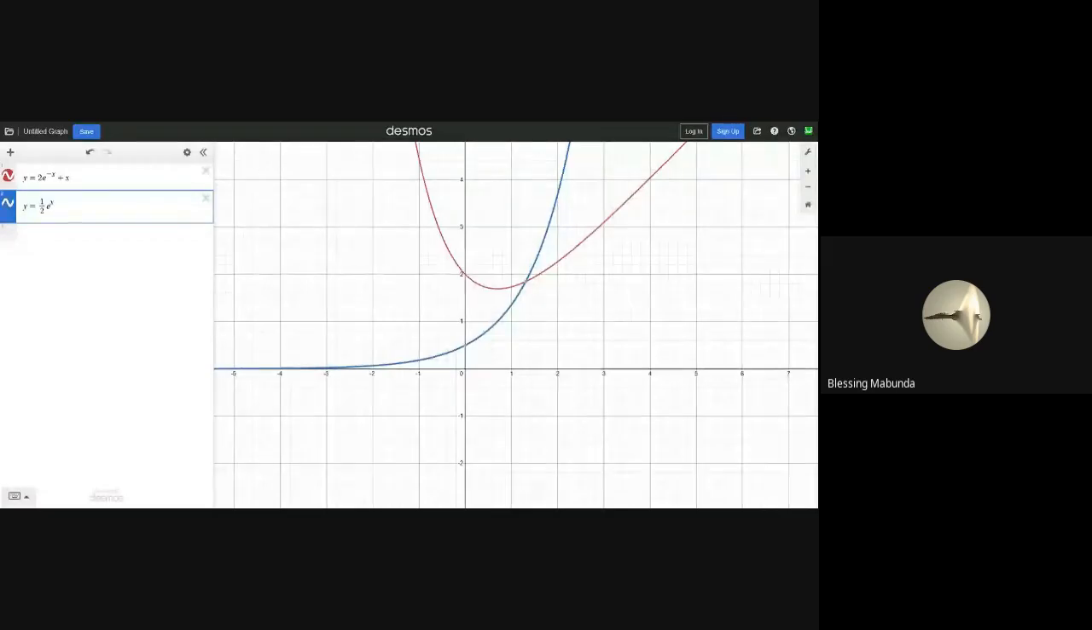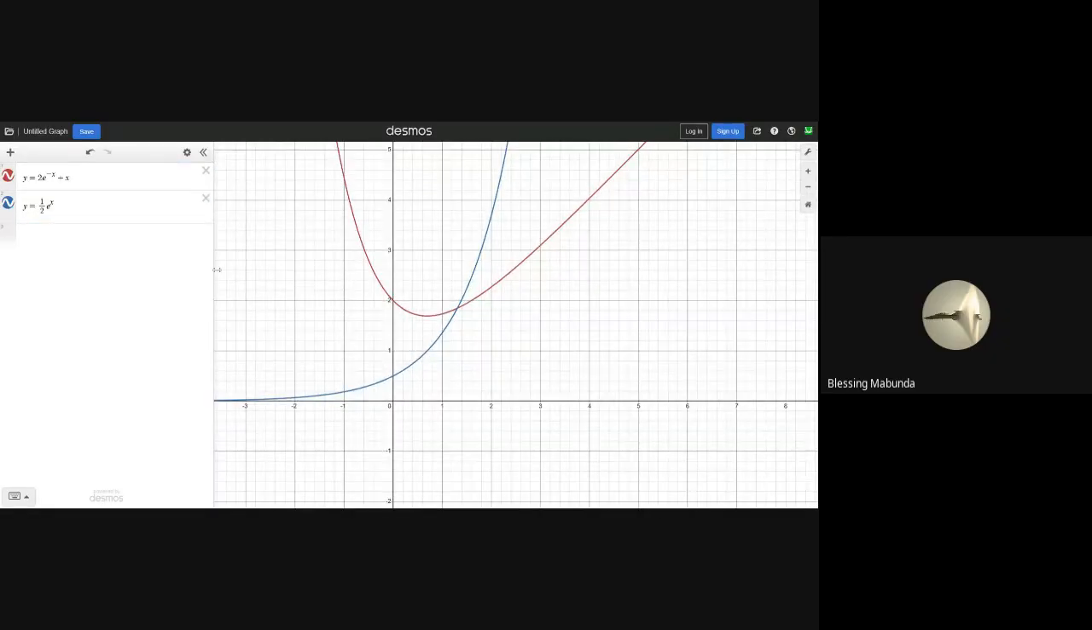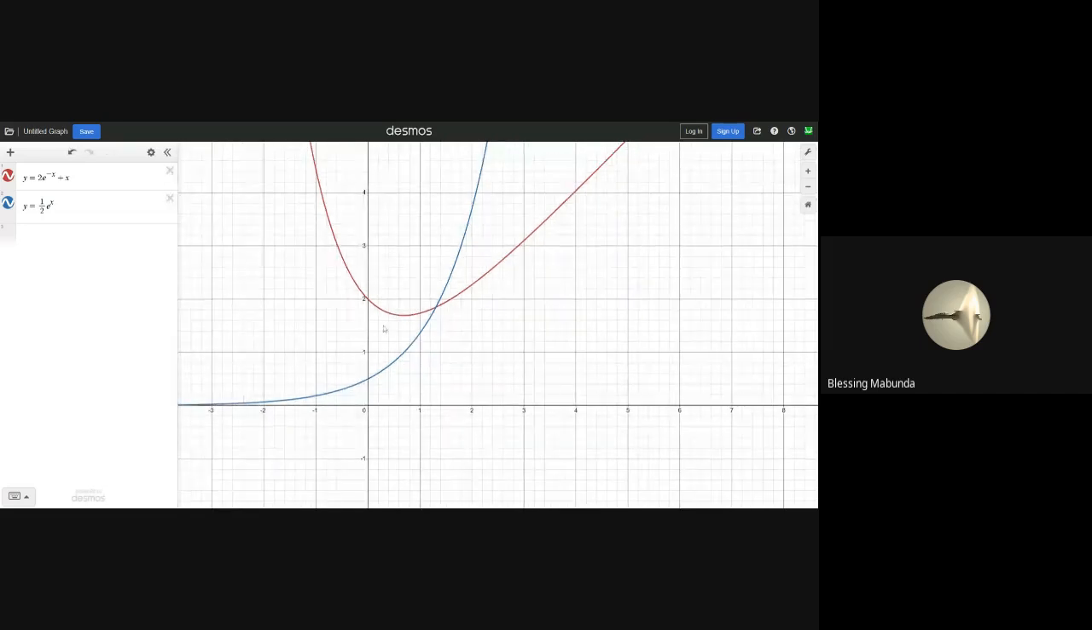So the two curves that we're given are y is equal to 2e^(-x) + x, and y is equal to 1/2 e^x. And we're told that the region is bounded on the left side as well by x is equal to 0, with this green function, and on the right side by x is equal to 1.